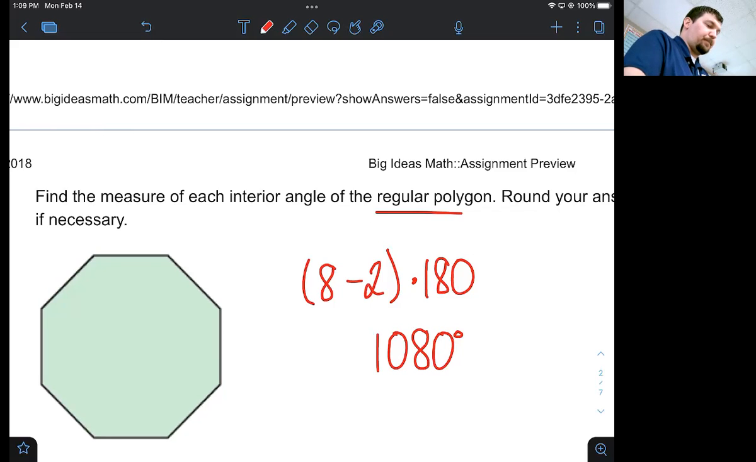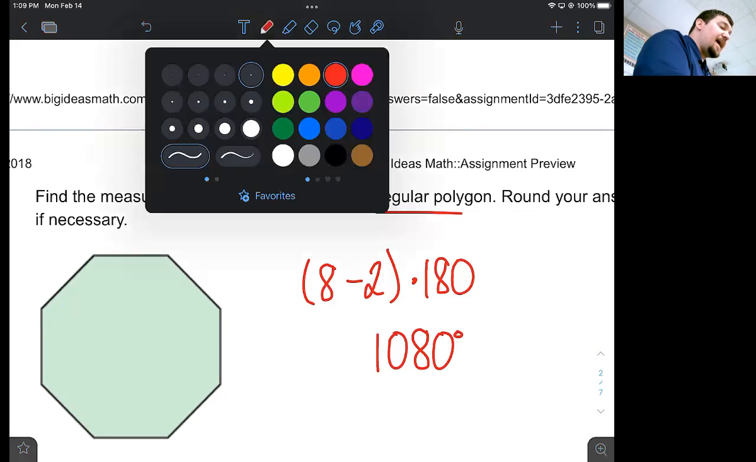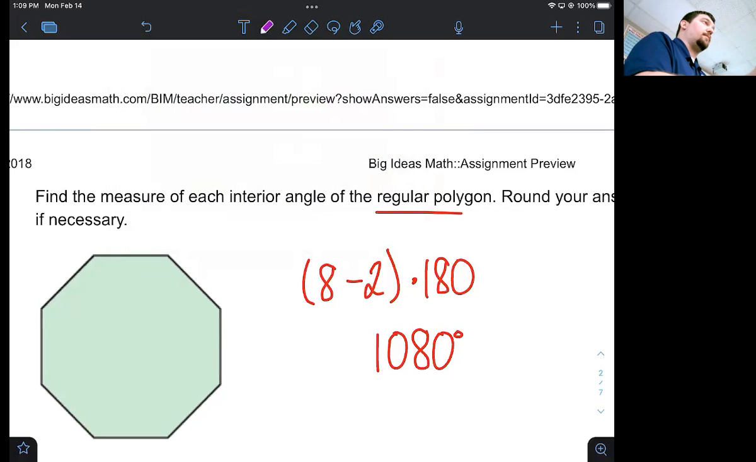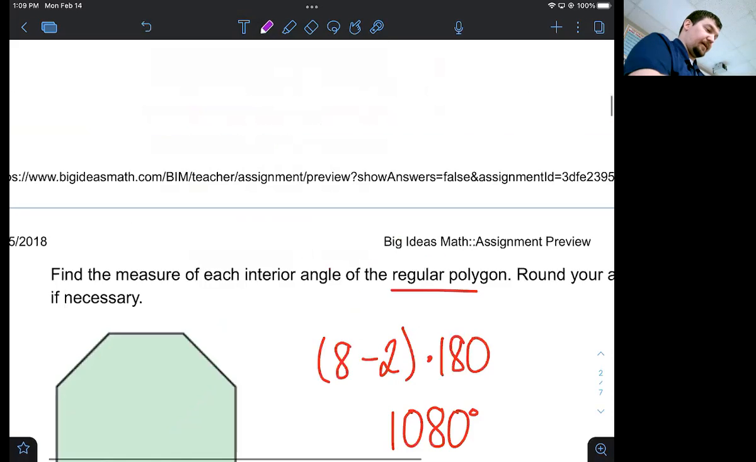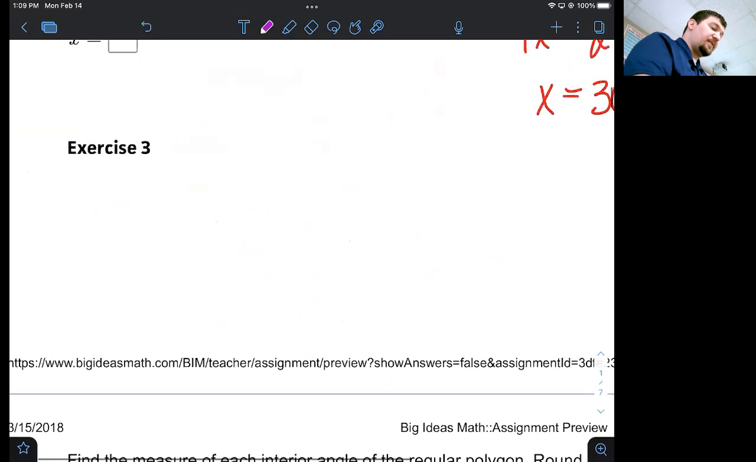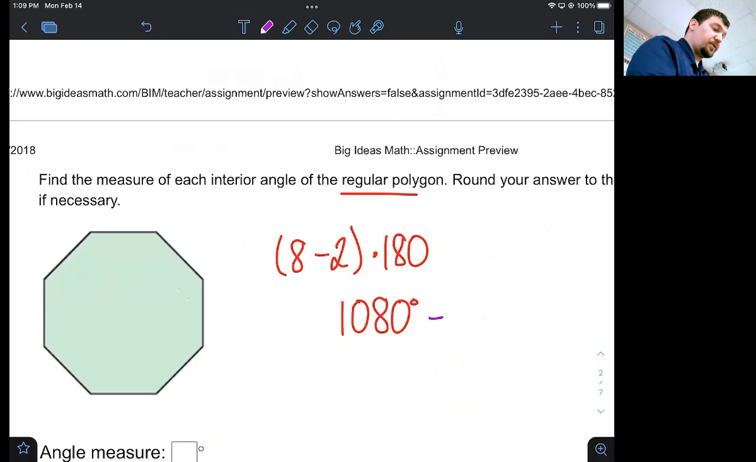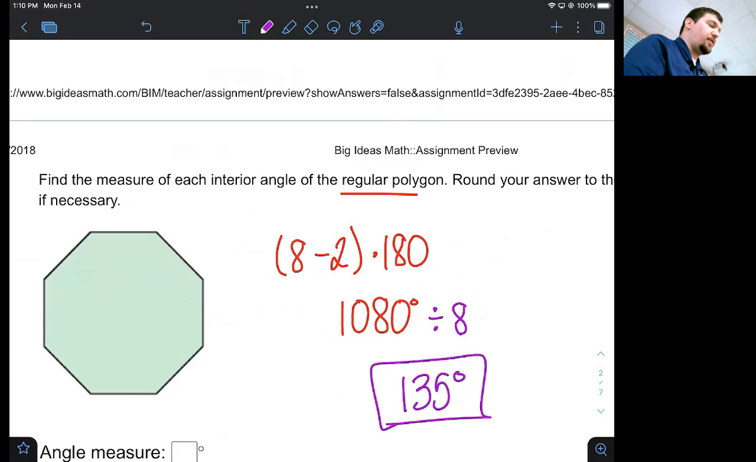Xander? Divide by 8. Yeah, and you can only do this if it's regular. Because if it's not regular, they'd have to give you all the other angles, like this one here. But if it's regular, they're all going to be equal, so you can split them 8 ways. And Xander, what's 1080 divided by 8? 135 what? Degrees. Yeah, sorry, I think I cut you off. 135 degrees. Yes.